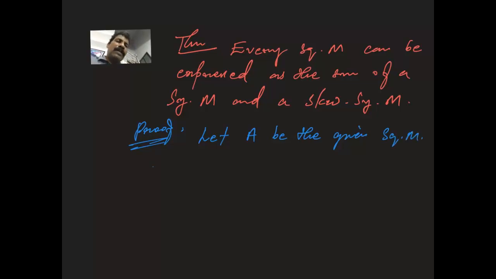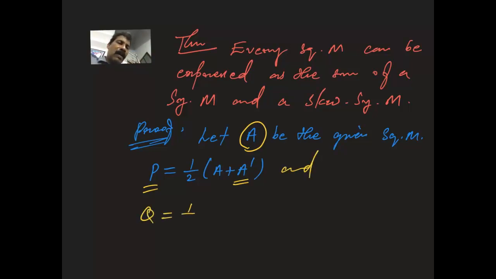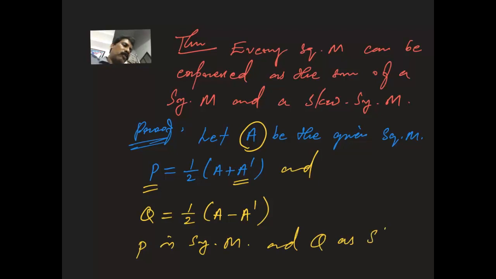Now consider capital P equal to half of A plus A transpose. Given a square matrix A, we can find A dash here. So we define capital P equal to half A plus A transpose, and we take capital Q, another matrix, as half of A minus A transpose. And we shall show that P is a symmetric matrix and Q is a skew symmetric matrix here.